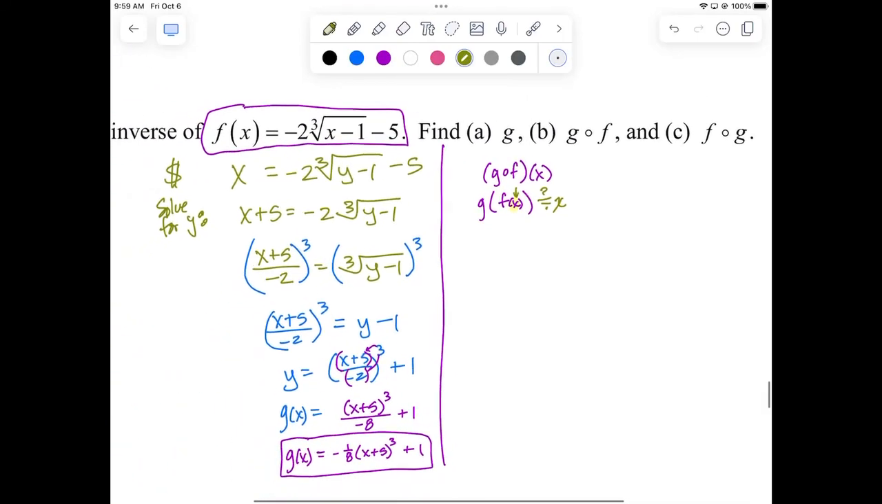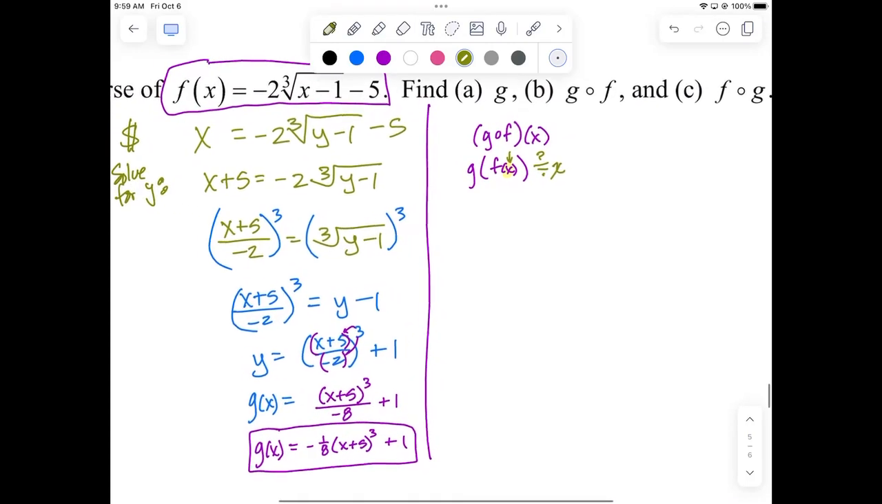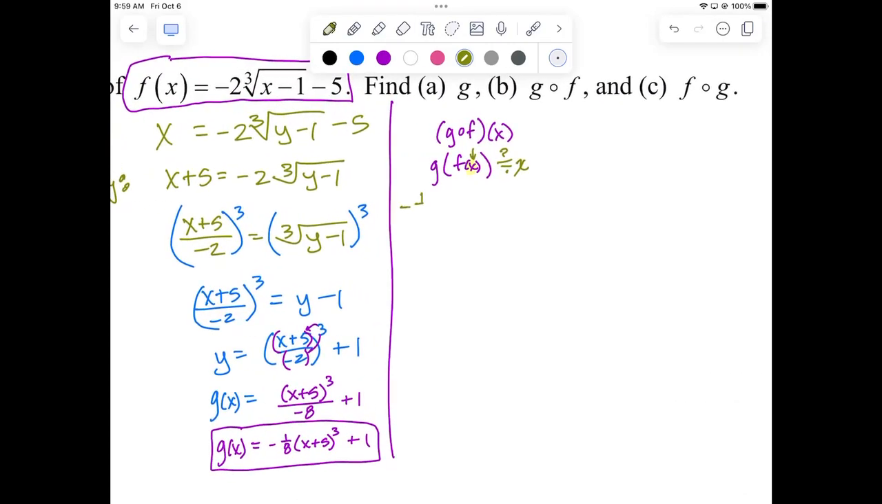Okay, so how do we compose g of f? Well, I start with the outside function g, which is negative 1/8 times parentheses x. I'm going to put a parenthesis where x is, plus 5, cubed, plus 1. So that's my first step always when I'm composing. I replace x with a parentheses.